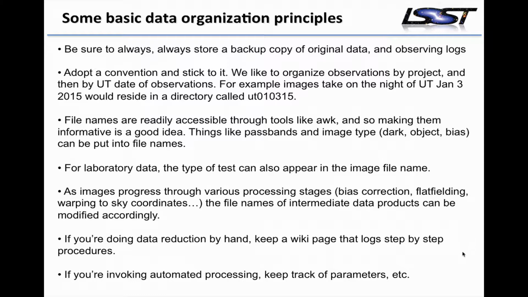If you're executing image reduction by hand, perhaps in preparation of setting up a pipeline data reduction, keep some kind of electronic or hard copy log step by step of what you do, and that includes the parameter choices that are made in the image processing pipeline. So how exactly was the bias subtracted, and what photometric parameters were used for object detection, so that we keep track of the provenance of information that's generated.